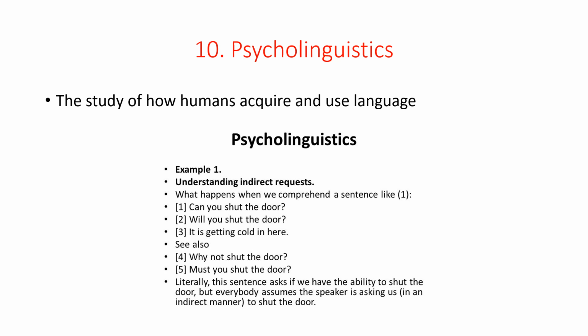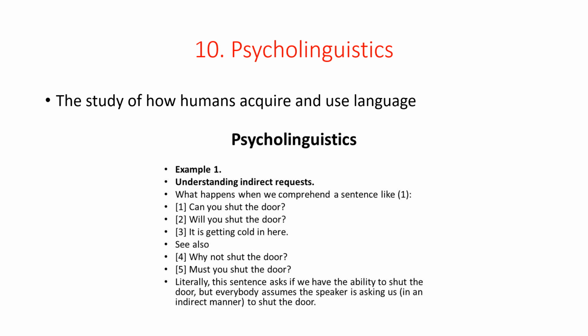Psycholinguistics, the study of how humans acquire and use language. Psycholinguistic example: understanding indirect requests. What happens when we comprehend a sentence like, "Can you shut the door?"